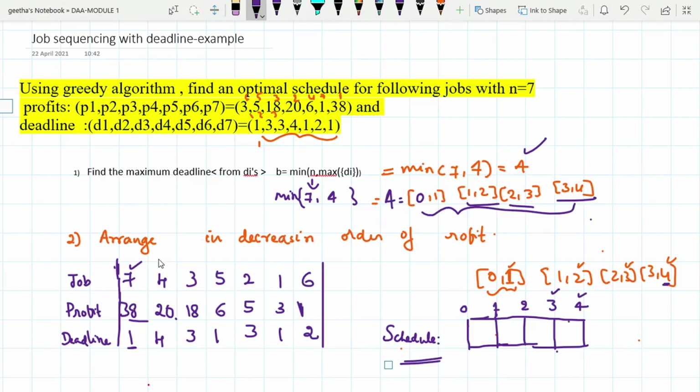Okay. Next, arrange in decreasing order of profit. Whatever profits, deadlines and jobs are given, you have to arrange them in decreasing order of profit, starting with 38. The jobs in decreasing order of profit are shown in the table, so I have already arranged them in decreasing order of profit.